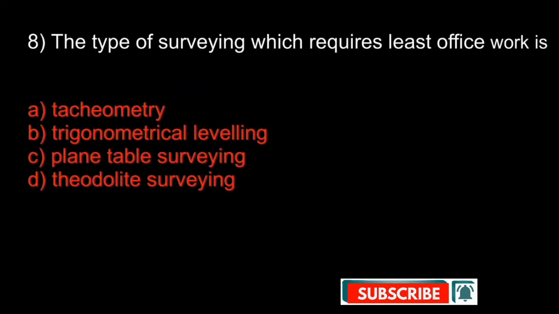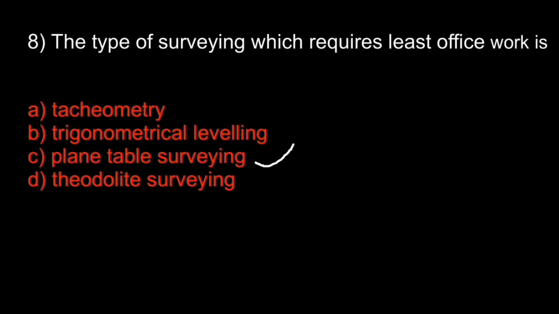Question number 8. The type of surveying which requires least office work is: option A, tacheometry; option B, trigonometrical leveling; option C, plane table surveying; and option D, theodolite surveying. The answer is option C, plane table surveying. Plane table surveying requires least office work because all the distances are found in the field itself. So it is the simplest method and requires least office work. Now let us check each option.